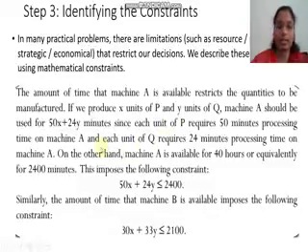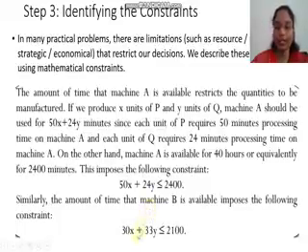On the other hand, machine A will be available for 40 hours, or we can convert it to minutes as 2400 minutes. So how much we can process on machine A, 50x plus 24y, should be less than or equal to 2400. This 2400 is the minutes, that is 40 hours. So within these 2400 minutes, how much can you process? 50x plus 24y.